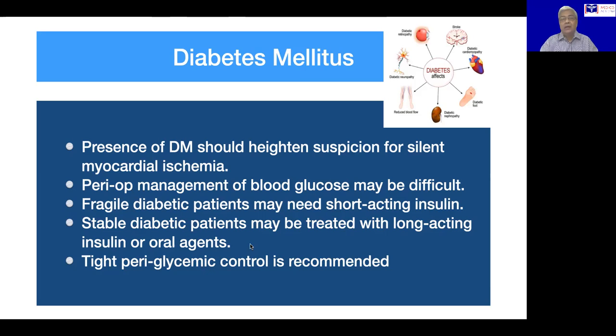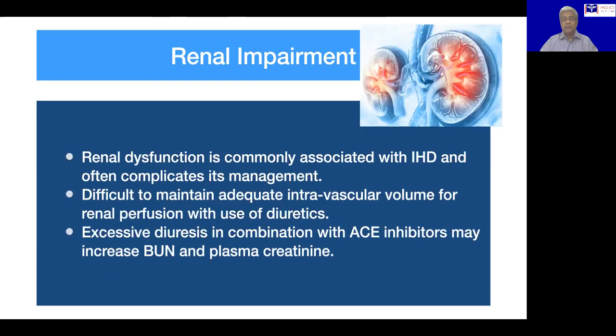What I mean by tight perioperative glycemic control is maintain the blood sugars between 120 to 160, not 80, 120 to 160. You should not have hypoglycemia also. So maintain a tight perioperative glycemic control between 120 and 160, because hyperglycemia can cause multiple complications.